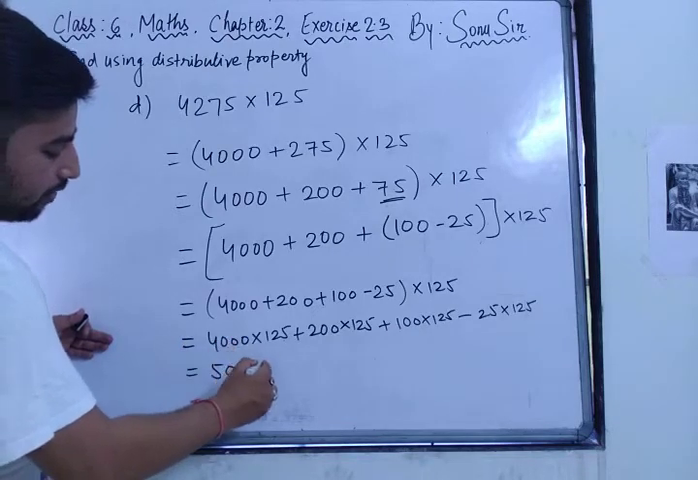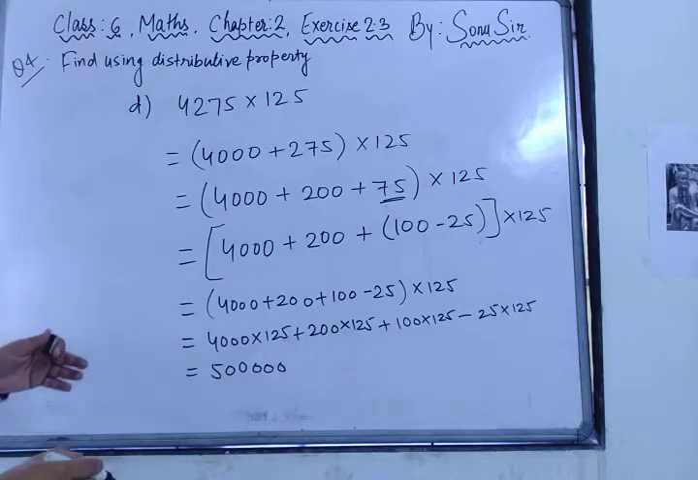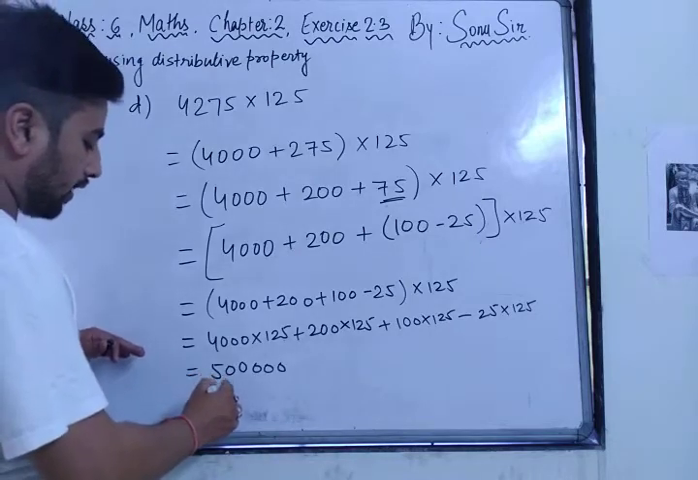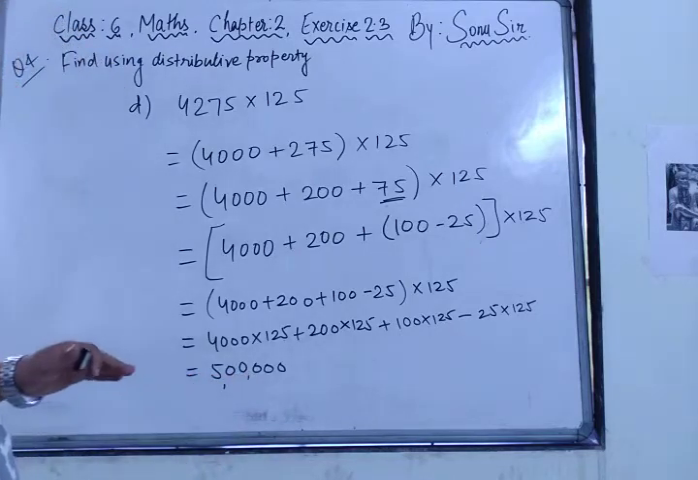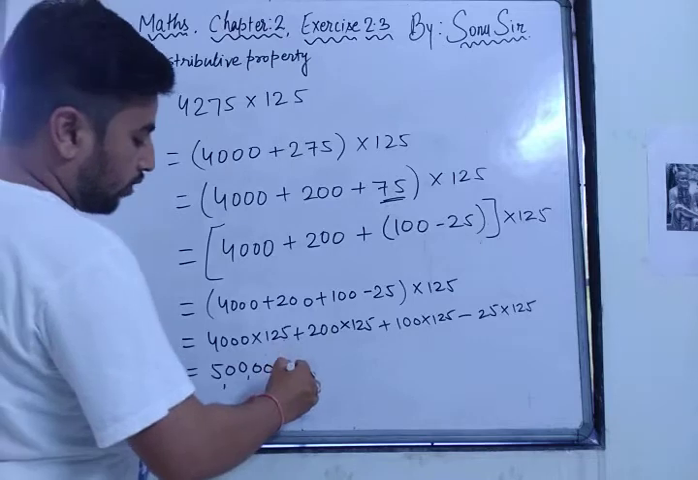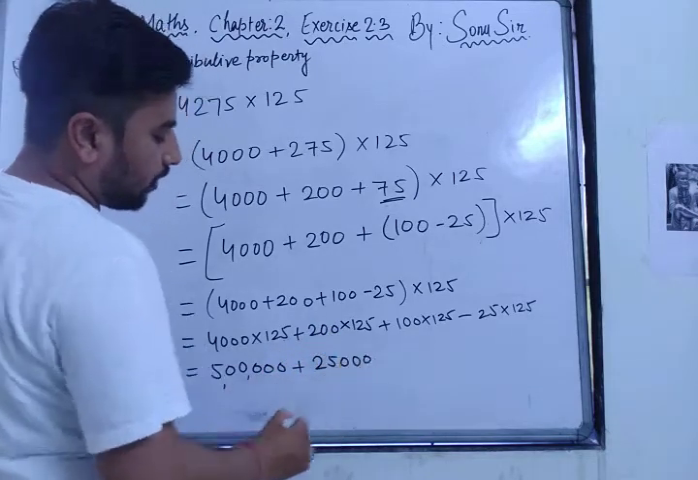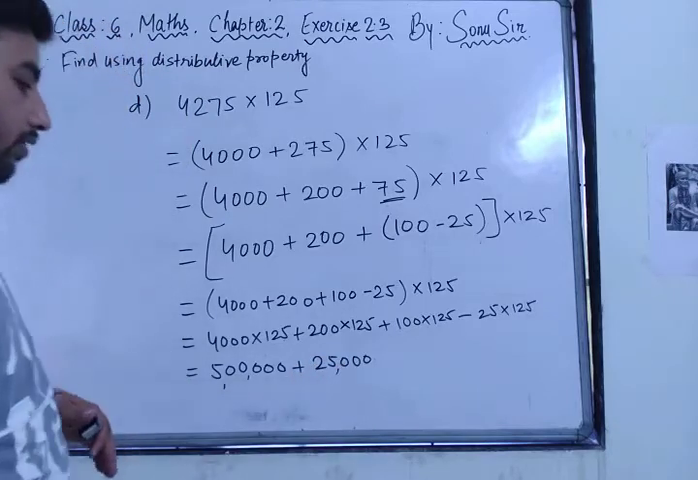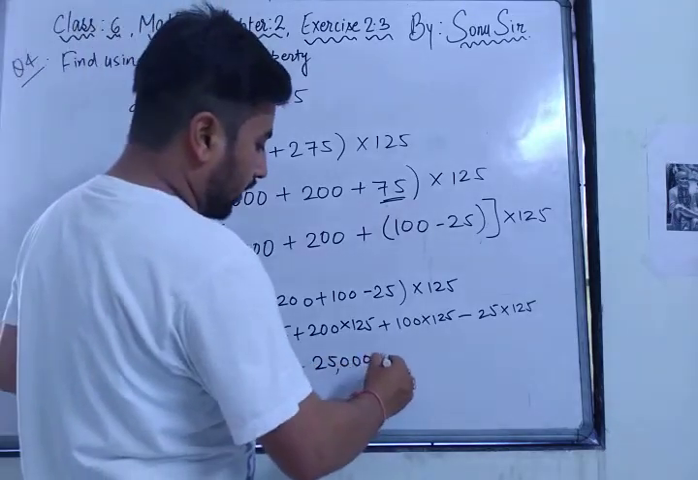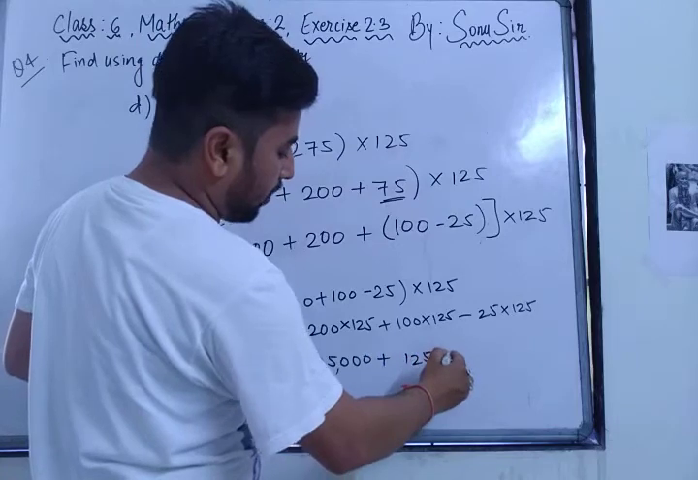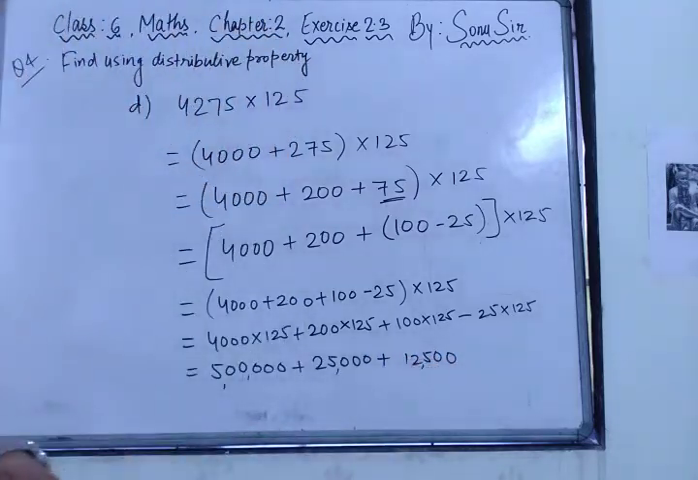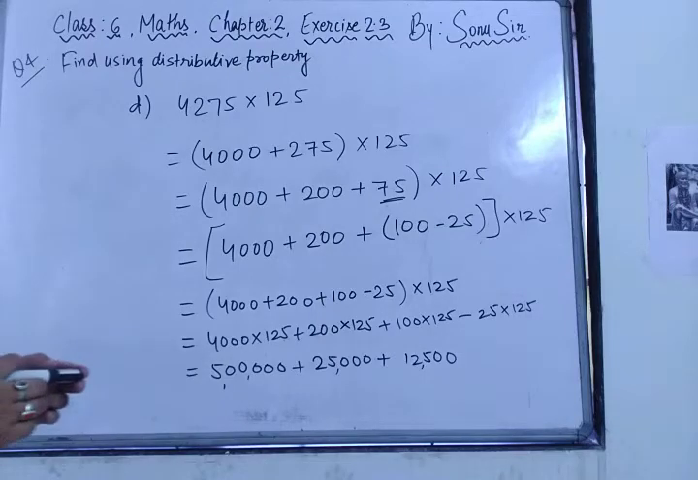And these 000, 1, 2, 3. Got it? So 125 multiplied by 4000 is 5 lakh, plus 125 2s are 250, 250 00, so it's 25,000. Here 125 into 100 is 12,500. And now here 125 into 25.